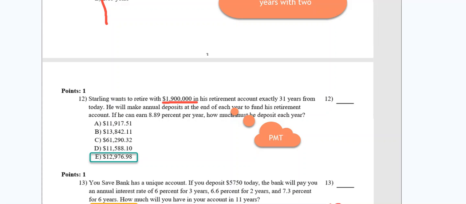And the final question is, Savebank has a unique account. So you are depositing 5750 today, and the bank will pay you 6% for 3 years. So you'll be finding future value of 5750 for 3 years at a rate of 6%. And once you get the future value, find the future value for 2 years at a rate of 6.6%, and that value will grow at a rate of 7.3% for 6 years. So that value will give you how much you will have in your account in 11 years.